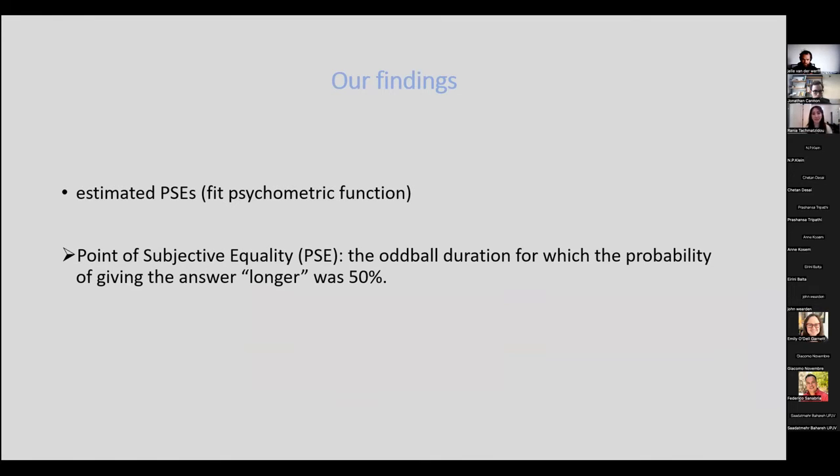First of all, we estimated the point of subjective equality for each participant by fitting the psychometric function. The point of subjective equality was the duration of the oddball for which the probability of giving the answer "longer" was 50%. So actually it was this duration of the oddball that the participants couldn't decide if the oddball was longer or shorter than the standard images.